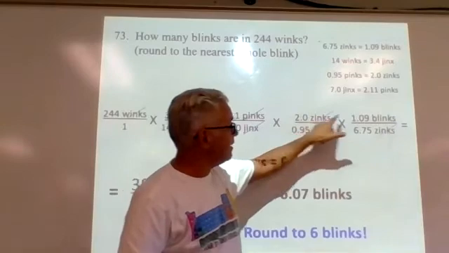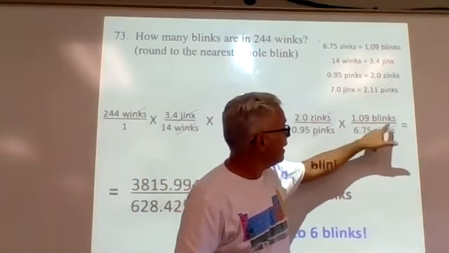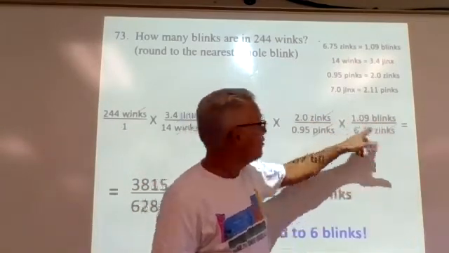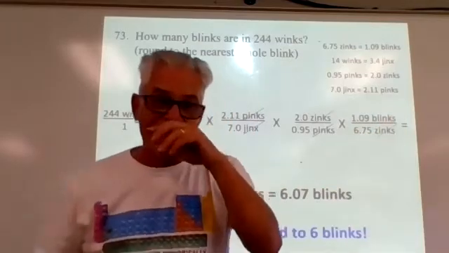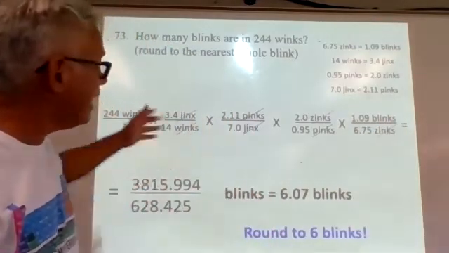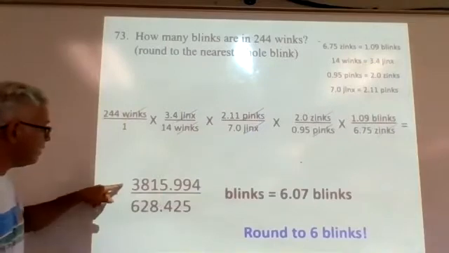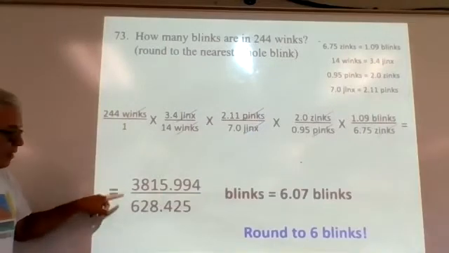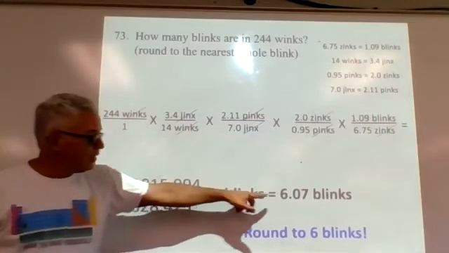And then I'm going to get rid of the zincs. The zincs go to blinks, cross them out, and put blinks on the top, and that's the unit we want. Put an equal sign and do all the math. Look at these crazy numbers. This number divided by this number equals this number.